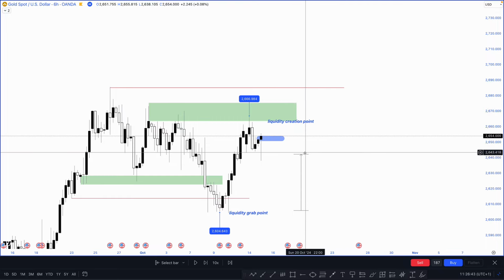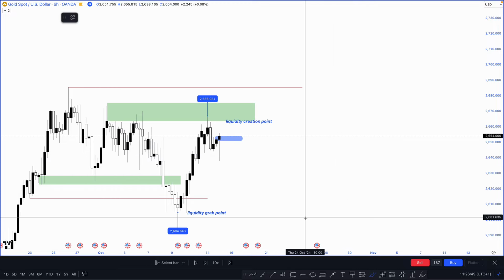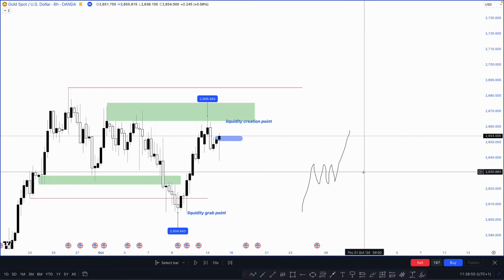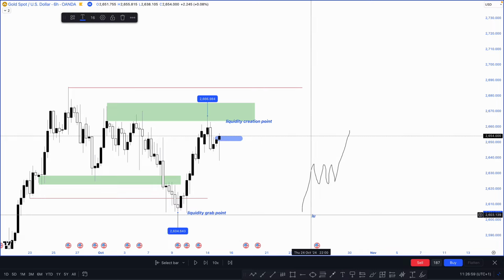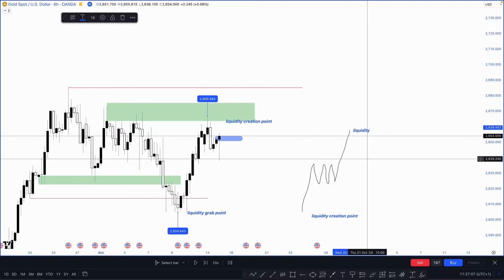This is one of the easiest ways to determine bias. And of course, this then will be optimized for you. Let me give you a small example. Let's say the market is pushing from down here. It created, let's say, bottoms and then pushed through to the upside. Now, let's say this is a liquidity creation point. And let's say that this right here is a liquidity grab point.